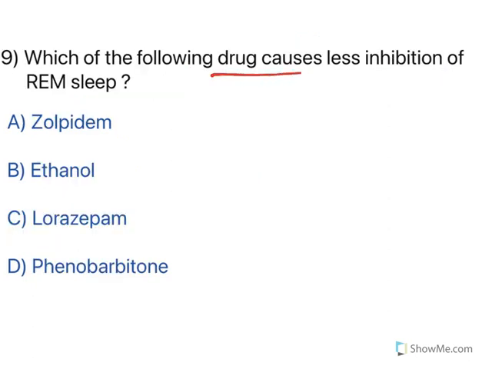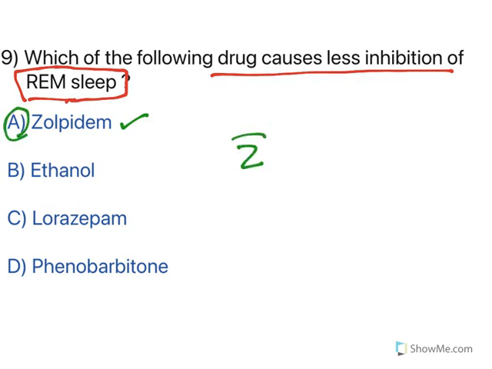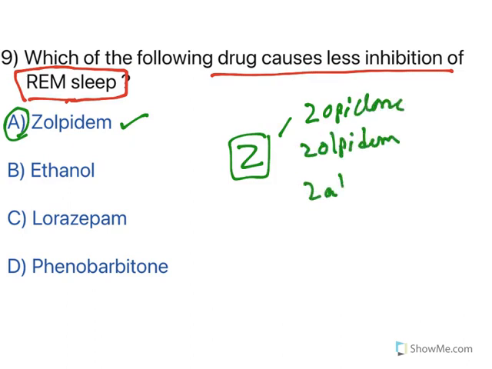Now, which of the following drugs causes less inhibition of REM sleep, rapid eye movement sleep? This is what causes disturbed sleep, and Zolpidem is the answer. See, these kinds of drugs are known as Z category drugs, like Zopiclone, Zolpidem, Zaleplon. All these drugs are known as sleep inducers because they reduce this REM sleep less and they are very effective in causing sleep. So Zolpidem is the answer here.